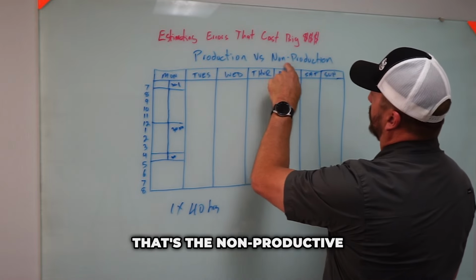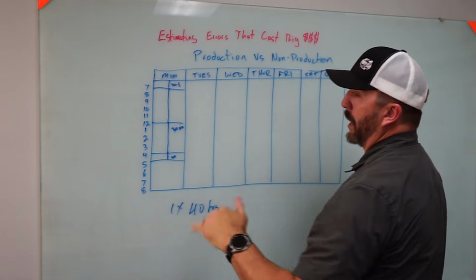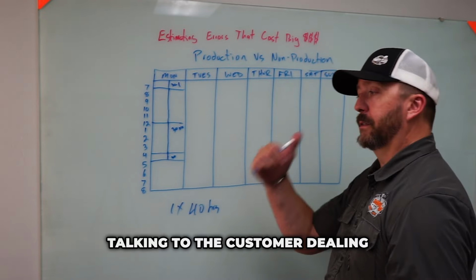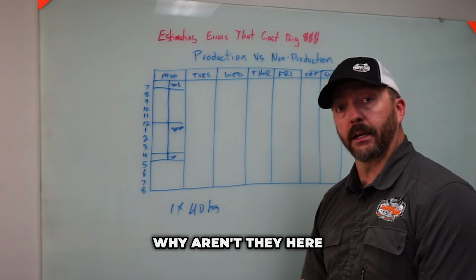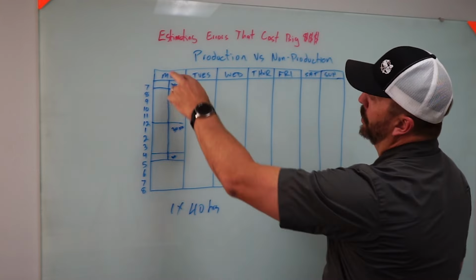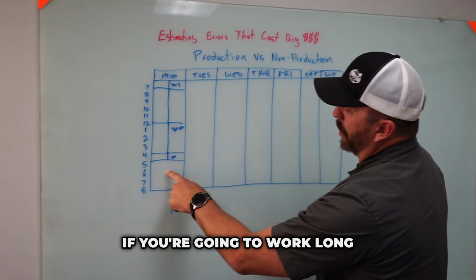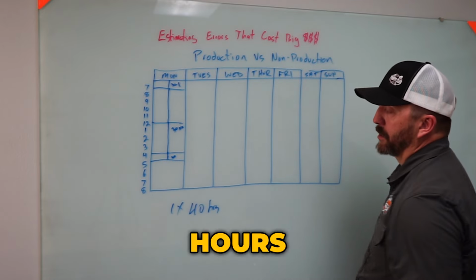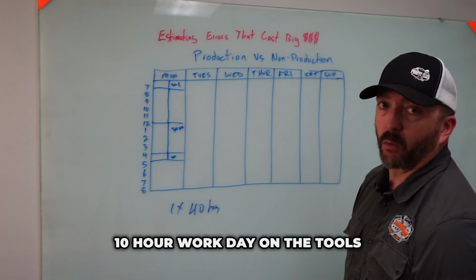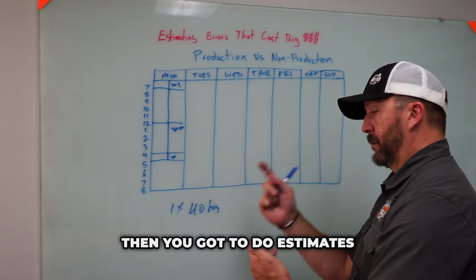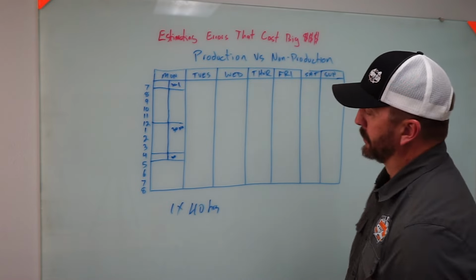That's the non-productive time. The non-productive time is the time for setup, teardown, talking to the customer, dealing with the vendor. Why isn't my material supposed to be delivered at 9? Why aren't they here? I'm on the call, waiting on hold. All of the crap you have to go through. And then you have to decide if you're going to work long. So if you work an extra 2 hours, you make up that time, great. But now you just put in a 10-hour workday on the tools. Then you got to do estimates, call people back. Well, you may have a 16-hour workday, right?